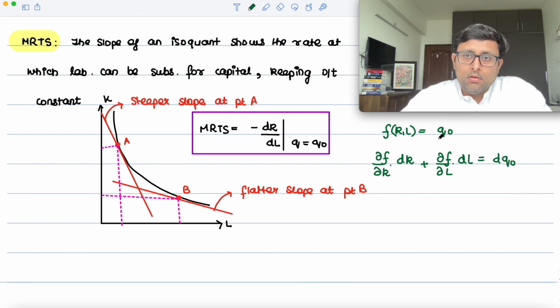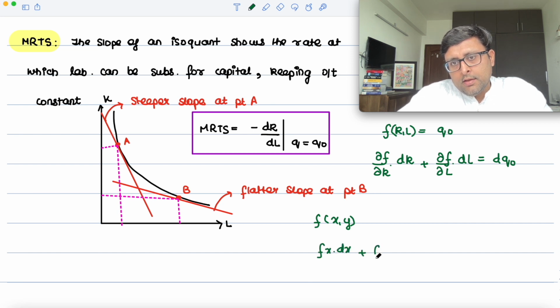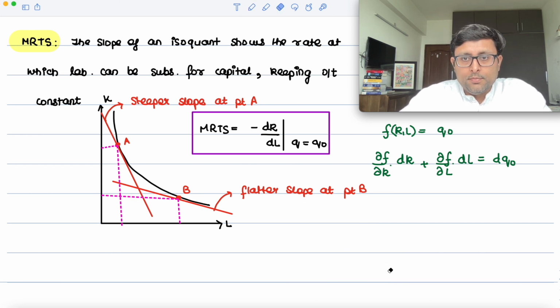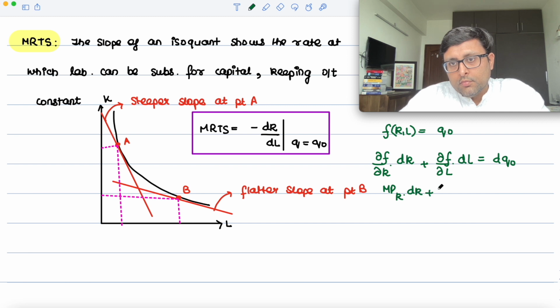But this is just a simple derivative rule. How do you differentiate f of x, y? fx dx plus fy dy. I hope you know it from your partial derivatives class. You do it this way, and fx is del f by del x, fy is del f by del y. But what is del f by del k? MPK. Del f by del l? MPL.